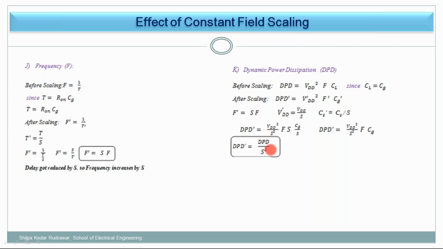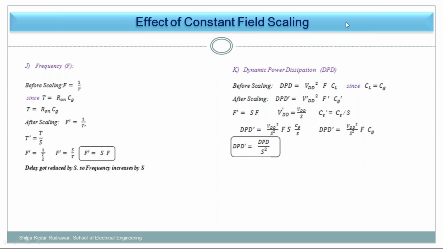Means previously it was more, now what is happening? Because of this, it is reduced. And in the same way we want the power dissipation to be less. So in this way, we can say our circuit is improving. Our device characteristics are improving. Hope the things are clear in your mind. Okay, so power dissipation decreased by factor S square.